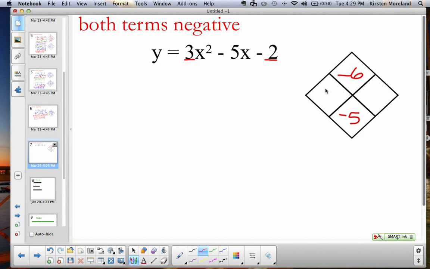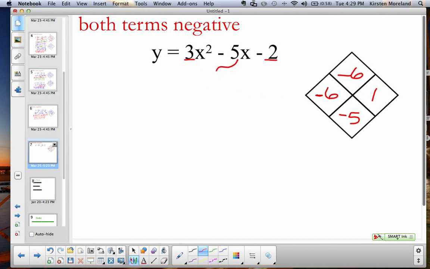So 2 and 3 adds to 5, but that wouldn't multiply to a negative 6 because I'd have to make them both negative to add to a negative 5. So really the factors you're looking at are 6 and 1. Since I want to add to a negative, the bigger one needs to be made negative.